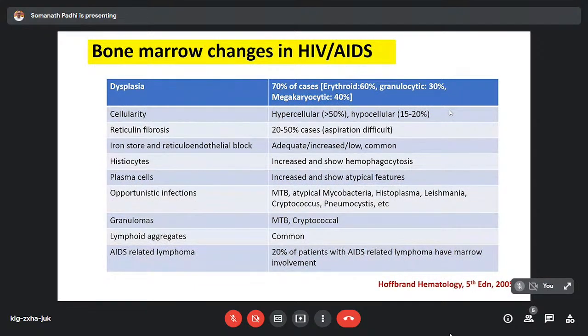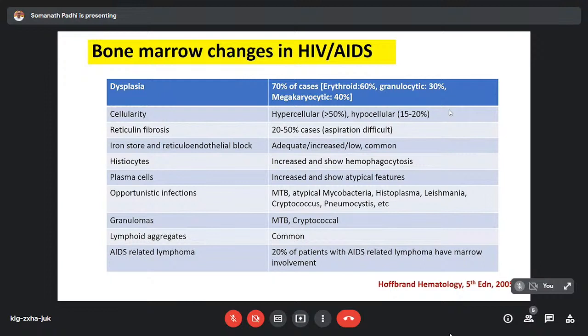This is from Hoffbrand's Hematology, 5th edition, 2005. The characteristic marrow changes: dysplasia is seen in 70% of cases in the marrow, of which 60% show erythroid dysplasia, 30% show granulocytic dysplasia, and 40% show megakaryocytic dysplasia. Cellularity, as reported in the literature, is most of the time hypercellular, in more than 50% of cases. It can be hypocellular in up to 20% of cases.